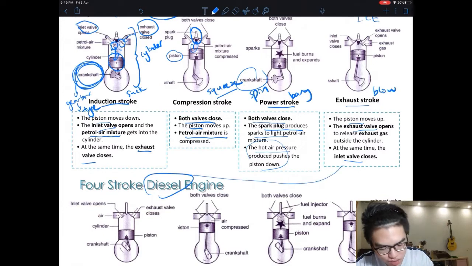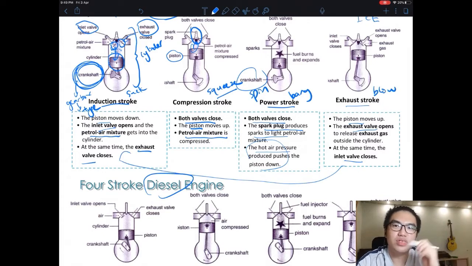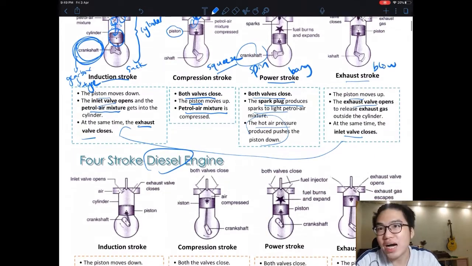And then this thing will repeat again. Okay, suck, squeeze, bang, blow, suck, squeeze, bang, blow. This is how you spin your engine. So it should be pretty easy. For guys especially, most guys are interested in cars like I am.